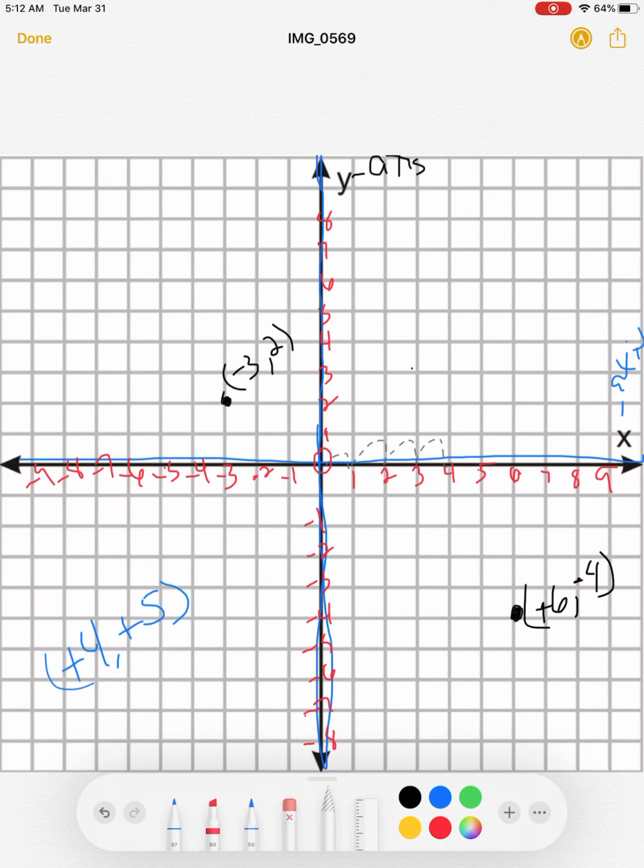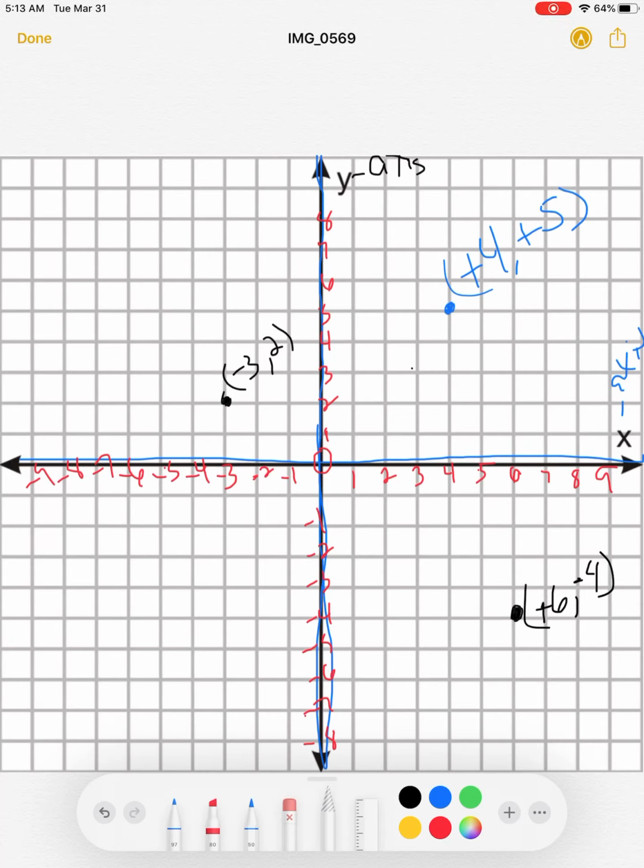Positive 4: 1, 2, 3, 4, 4x. And then the positive 5: 1, 2, 3, 4, 5y. So I know my point goes there. So let me grab a blue. Oh, let me start over. Positive 4 on the x-axis puts me here, and then positive 5 on the y-axis puts our point here. So I'm going to plot our coordinate pair there. And let me see if I can drag our coordinate pair over to indicate the exact location, right?